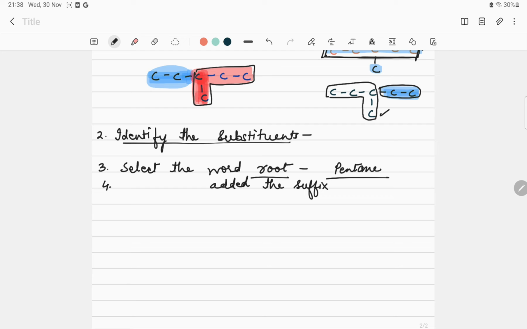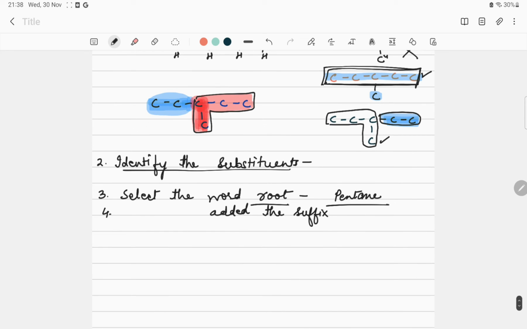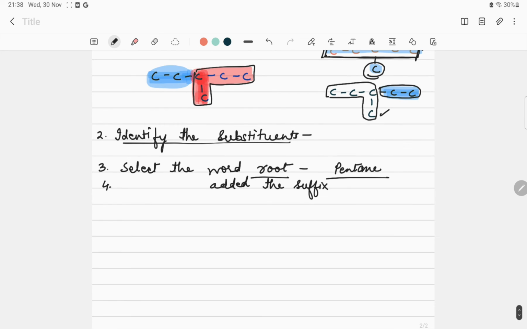Now if there is a substituent present, then we have to use the prefix also. What is the prefix here? Depending upon the number of carbon atoms. Here, the substituent contains only one carbon. So what should be the word root for one carbon? That is meth. And always for the substituent, the suffix used is "yl", right? So what is the next thing? Next is name the substituent. How do we name it?